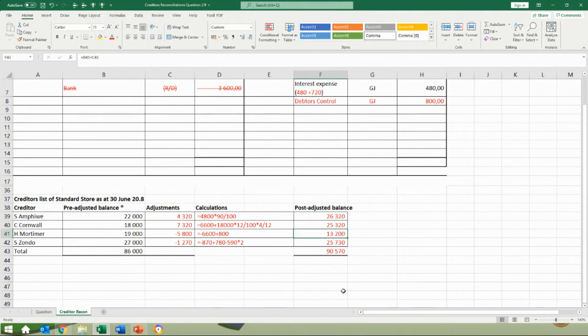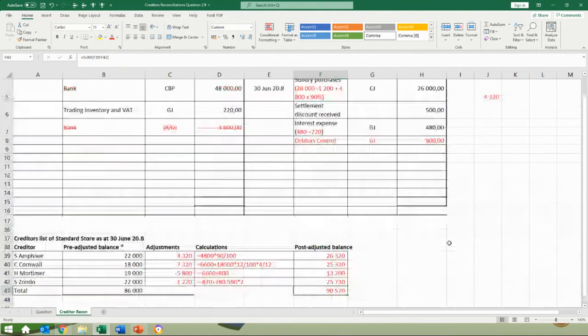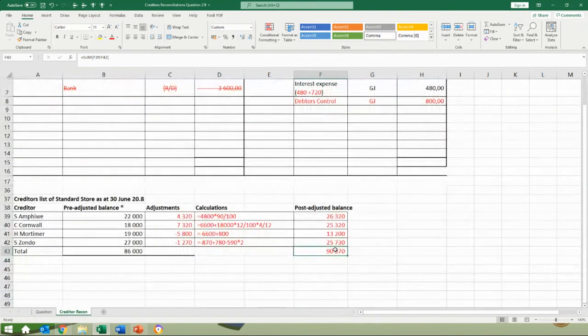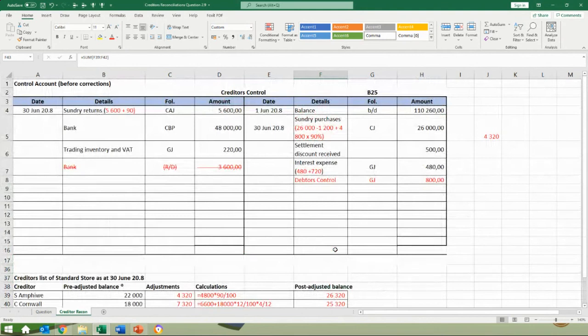You've got 25,320 for C Cornwall. You've got 13,200 for H Mortimer, and you've got 25,730 for S Zondo, which makes the new balance for all your creditors per the creditors listing 90,570. Okay, so that is what we're working towards for your creditors listing.